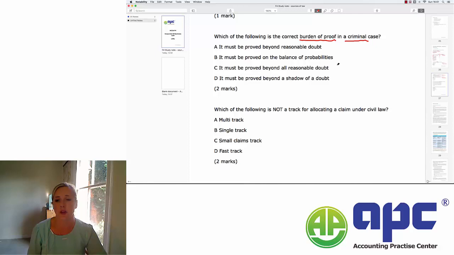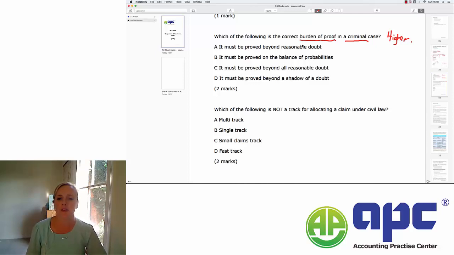to identify here. Now, you'll remember that because a criminal law action has the possibility of a prison sentence, i.e. it could deprive someone of their liberty, the burden of proof, what the prosecution has to prove in that case, is higher. It's a higher burden of proof in a criminal case. So that's the first thing we need to remember, because there's two: beyond reasonable doubt, beyond all reasonable doubt, or beyond a shadow of a doubt, and then there's on the balance of probabilities.